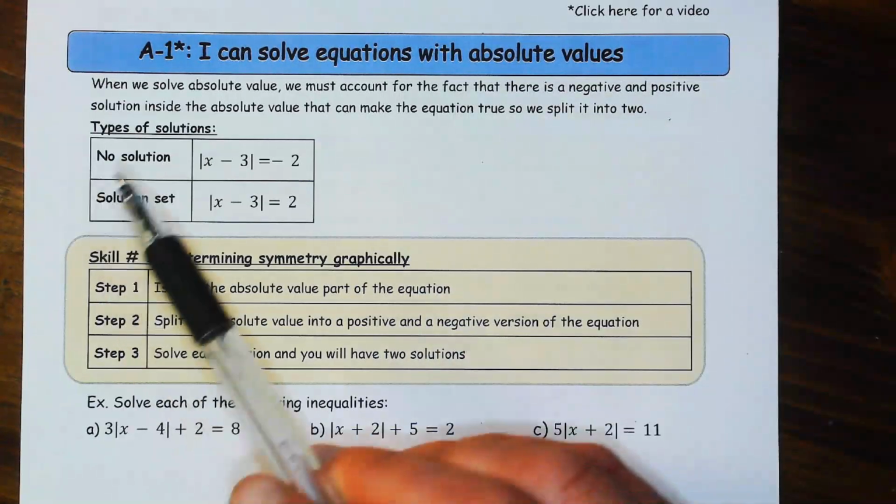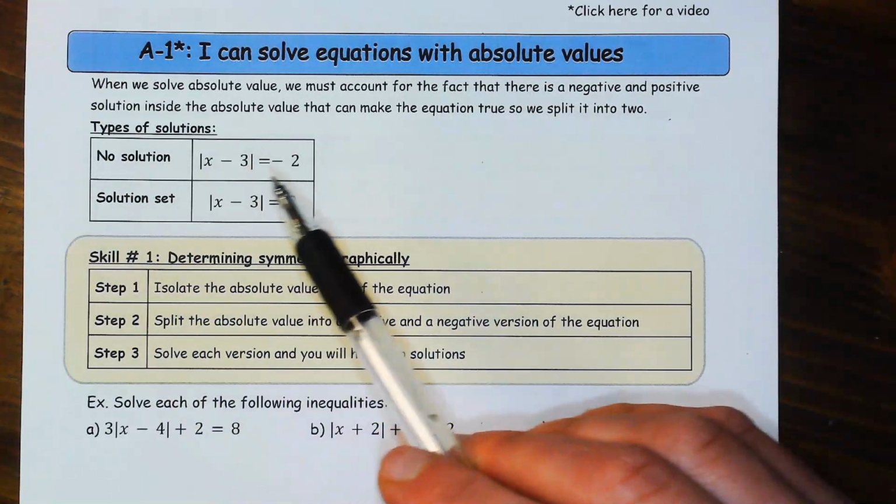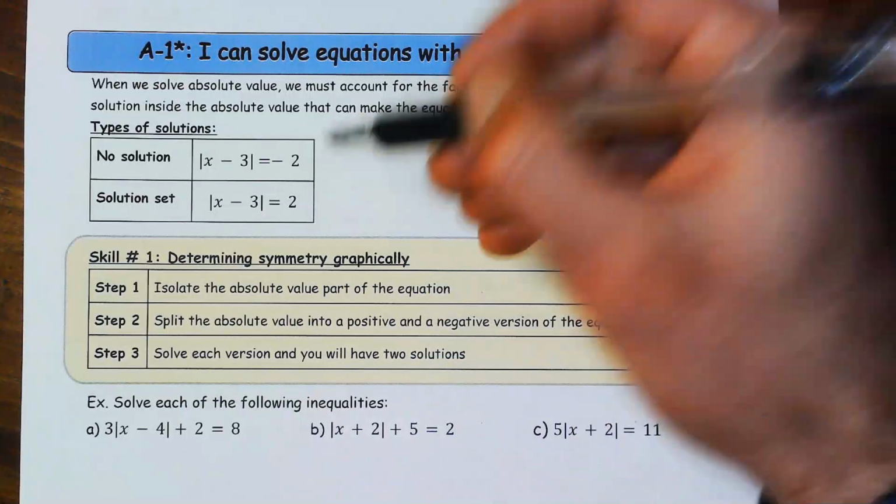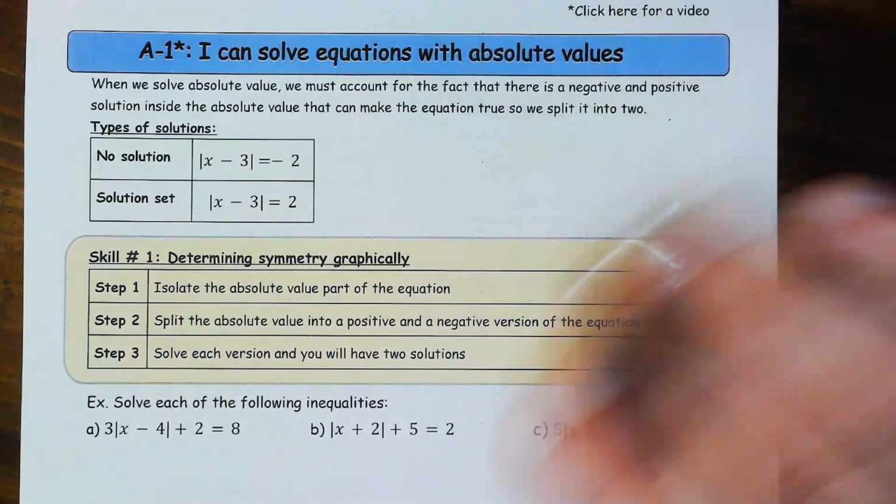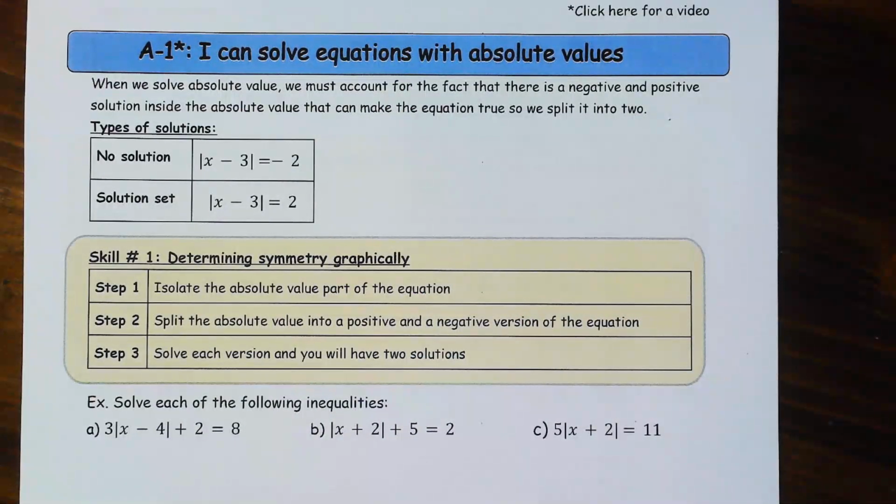So no solution: an absolute value can never be equal to a negative number. So if you have a negative, that means you're going to have no solution. If you end up with a positive, you're going to have a solution set, which means you're going to have two solutions for each one of the problems that you do.